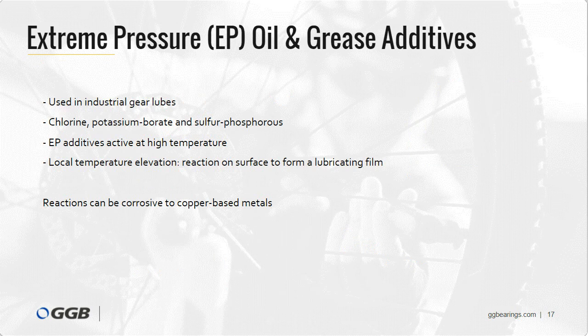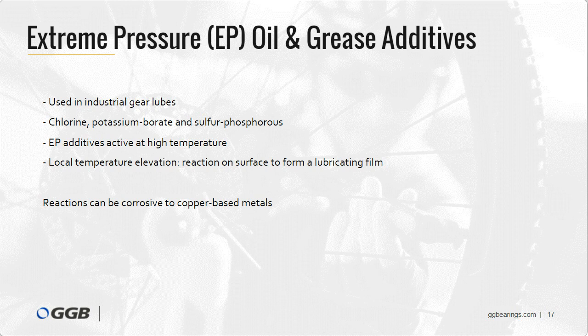So EP additives, they're used in industrial gear lubes: chlorine, potassium borate, sulfur, phosphorus, et cetera. The EP additive activates at higher temperatures, and it forms a lubricious transfer film. Very good. It's very positive. It's used in gear oils, used in some greases.